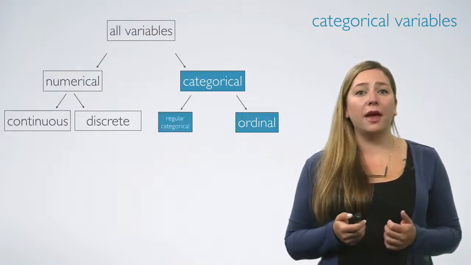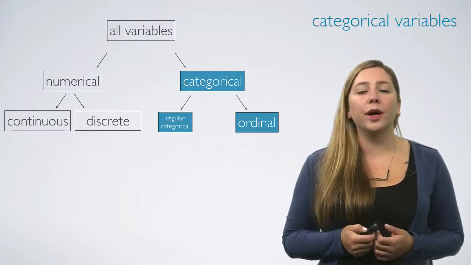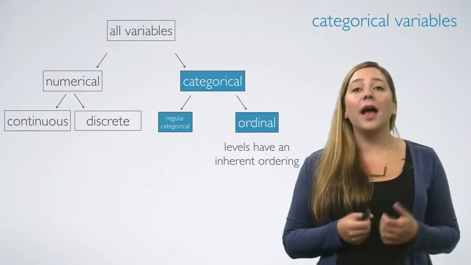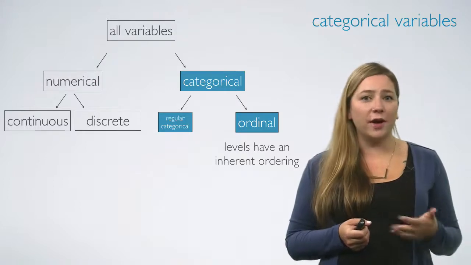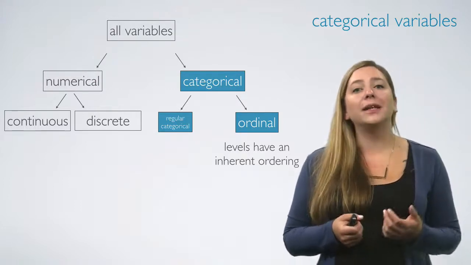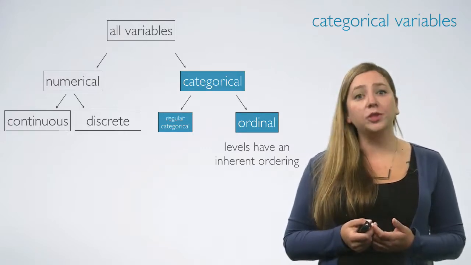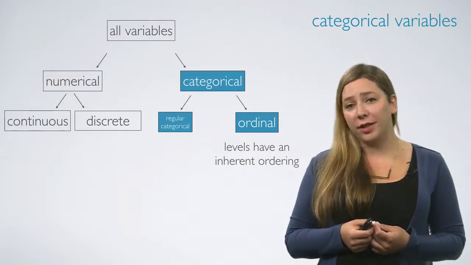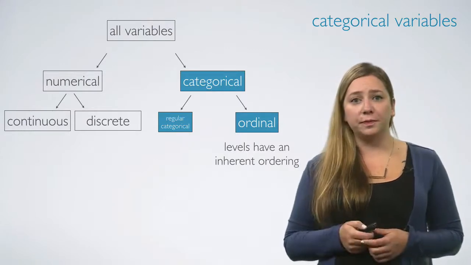Categorical variables that have ordered levels are called ordinal. Think about a survey question where you're asked how satisfied you are with the customer service you received, and the options are very unsatisfied, unsatisfied, neutral, satisfied, and very satisfied. These levels have an inherent ordering, hence the variable would be called ordinal. If the levels of a categorical variable do not have an inherent ordering to them, then the variable is simply called categorical. For example, are you a morning person or an afternoon person?